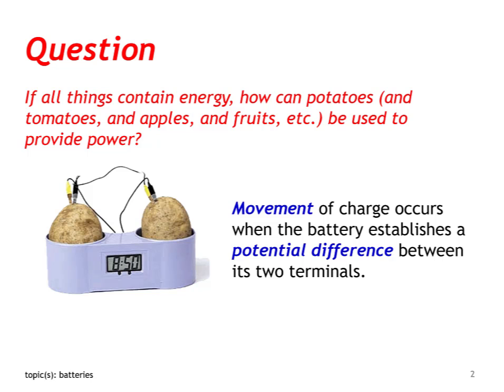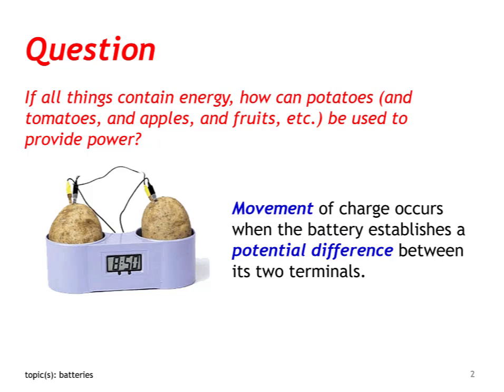Well, to understand, we should know that the movement of charge occurs when a battery establishes a potential difference between its two terminals. What you see here is a potato clock, something that I had when I was a kid. This potato clock used just 2 potatoes as the batteries to power a small little clock. And all I needed to do to power this clock was put in 2 sets of wires made out of different metals to provide the electricity from this potato battery to power the clock.